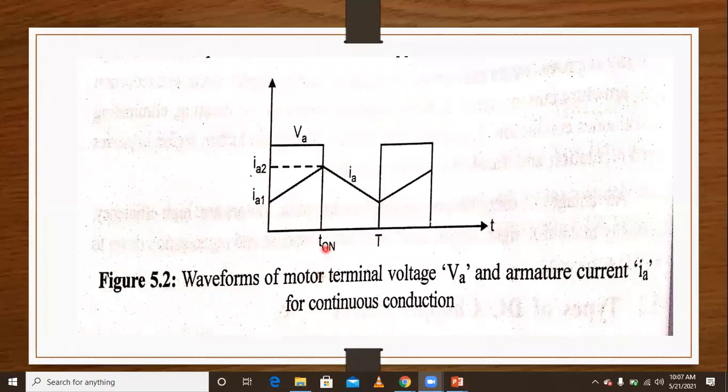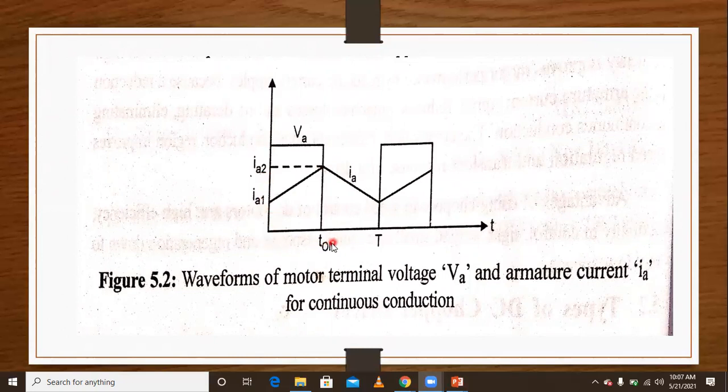These are the waveforms of motor terminal voltage VA and armature current IA for continuous conduction mode only. We are not discussing discontinuous conduction mode. So these are the waveforms of motor terminal voltage VA and armature current IA. For continuous conduction, the lower limit is called IA1 and the upper limit is called IA2.